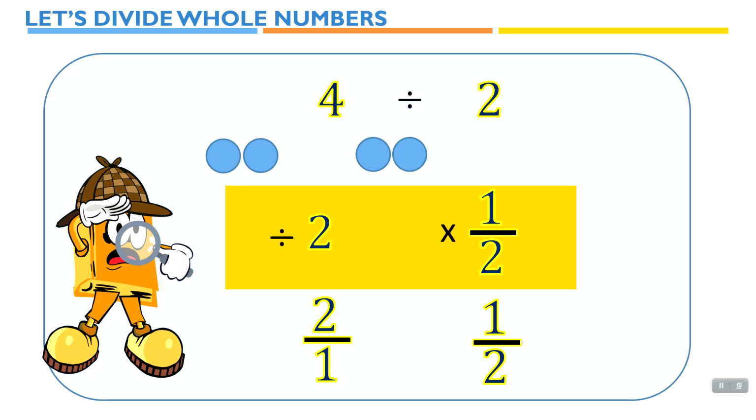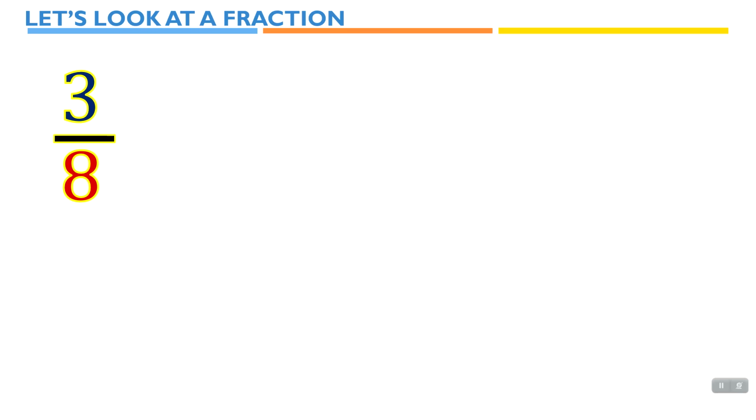On the left fraction, 2 over 1, the 2 is the numerator. The fraction on the right, 1/2, the 2 is the denominator. We can also see that the 1 on the left fraction is the denominator and the 1 in the right fraction is the numerator. Let's look at a proper fraction, 3 over 8.